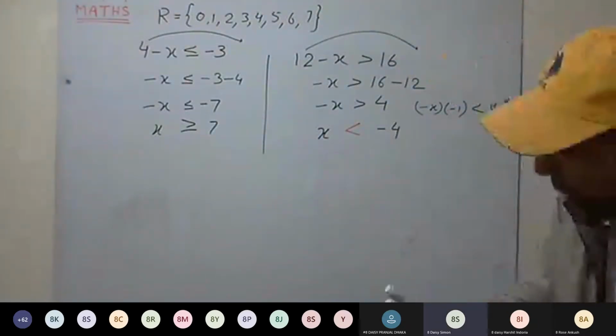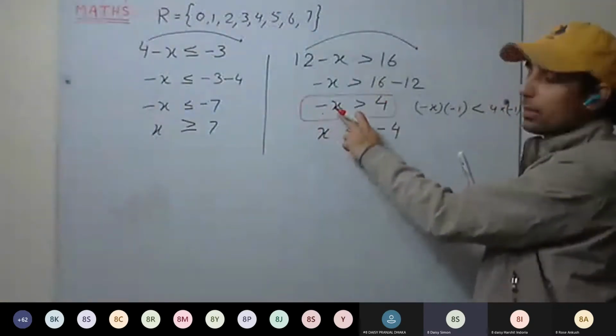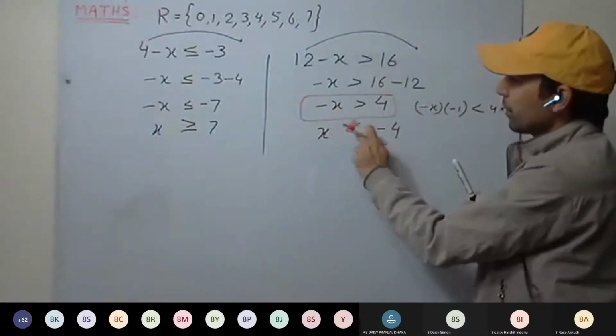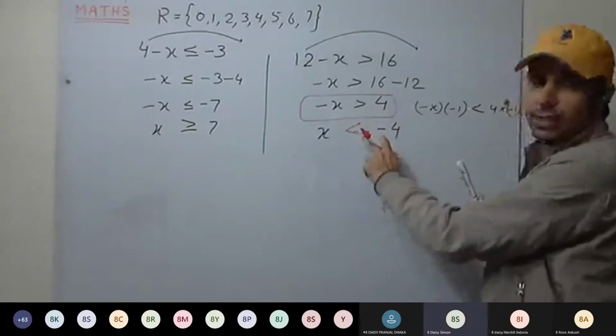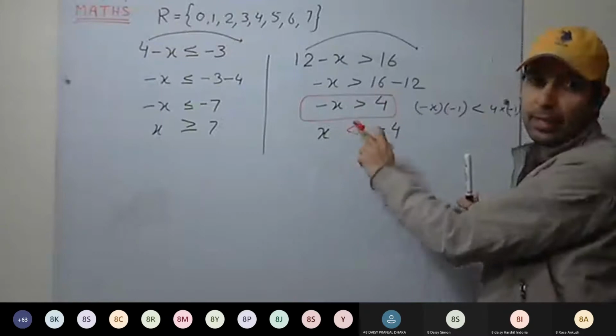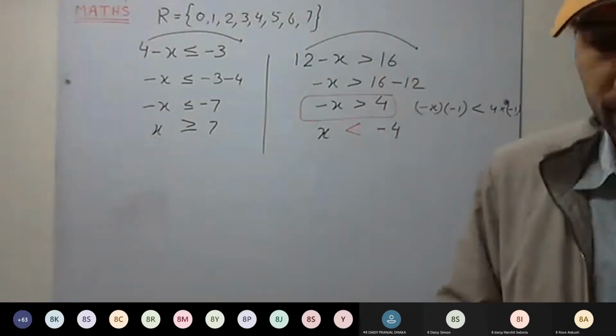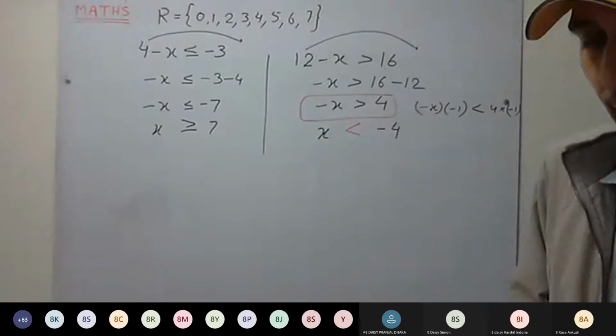So always remember this. Minus x is there, we have to make it positive. So both sides will multiply by -1 and the sign will change. Whenever we multiply by a negative number or divide by a negative number, the sign will change. Always remember this. Okay, do the next one now.